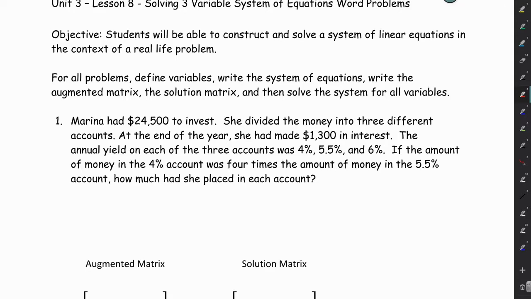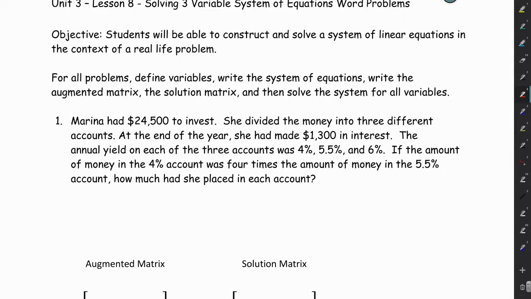Marina had $24,500 to invest. She divided the money into 3 different accounts. At the end of the year, she had made $1,300 in interest. The annual yield on each of the 3 accounts was 4%, 5.5%, and 6%. If the amount of money in the 4% account was 4 times the amount of money in the 5.5% account, how much had she placed in each account?